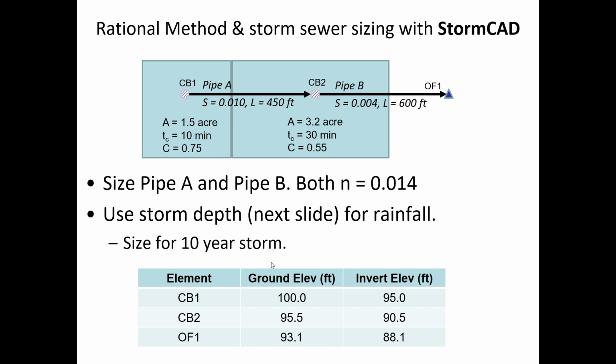We also have ground elevation and invert elevations that we'll need for this example. The slope that's specified here, you can't specify slope directly in StormCAD. Instead, it determines the slope based on the length that you tell it and the elevation of the pipe at each end. You'll notice there's no place we tell it the pipe slope, but rather it gets that from the invert elevation.